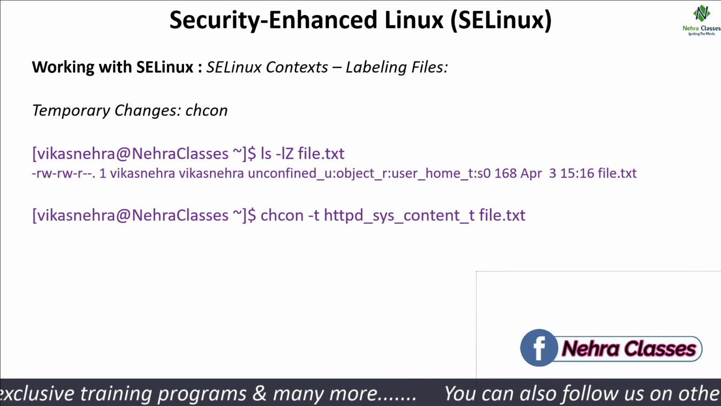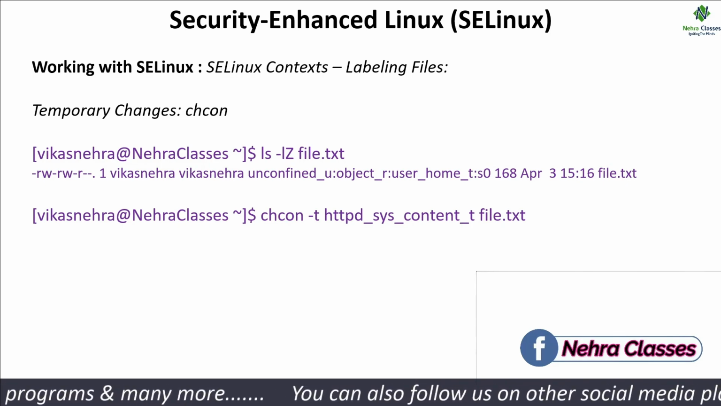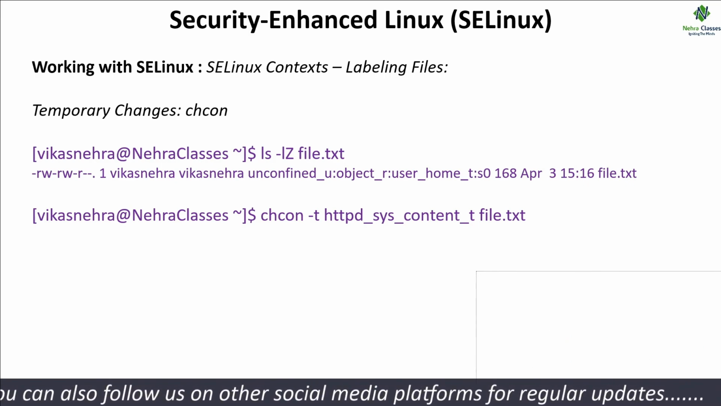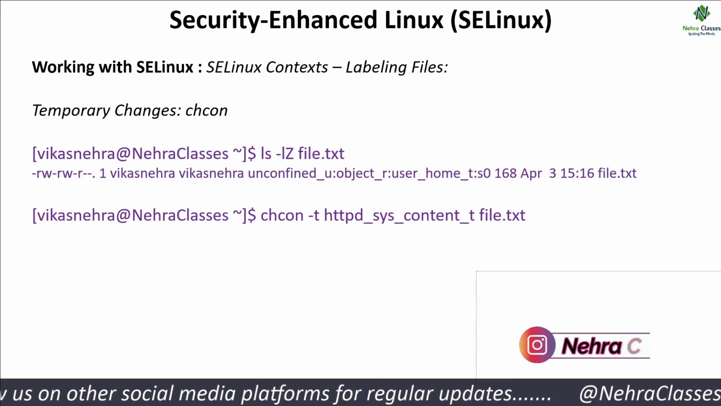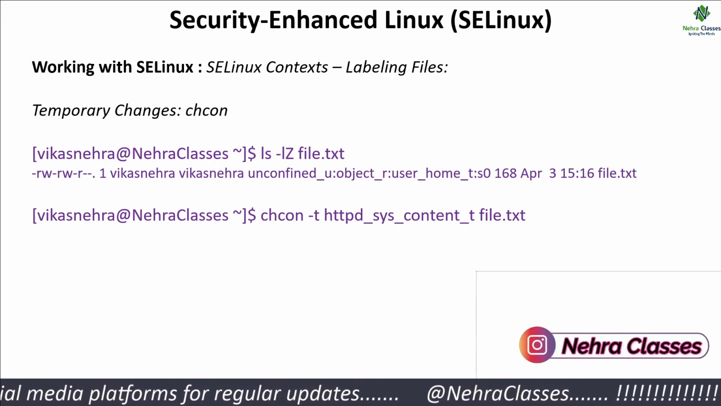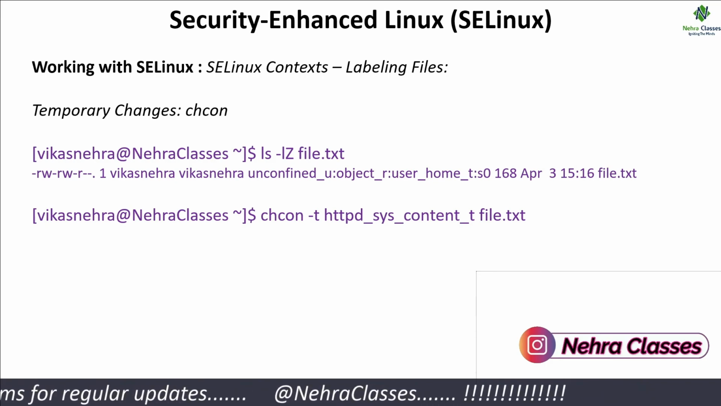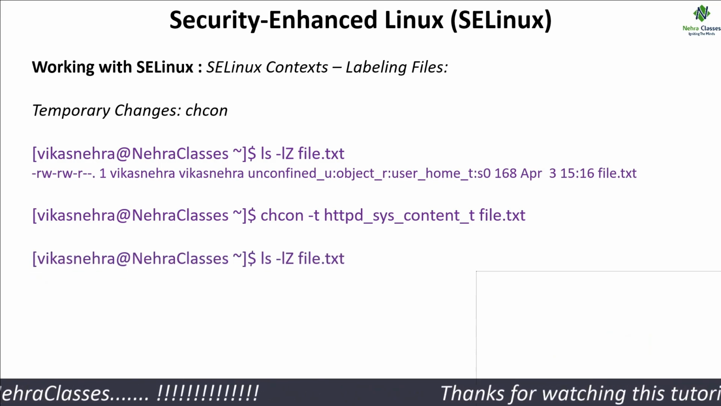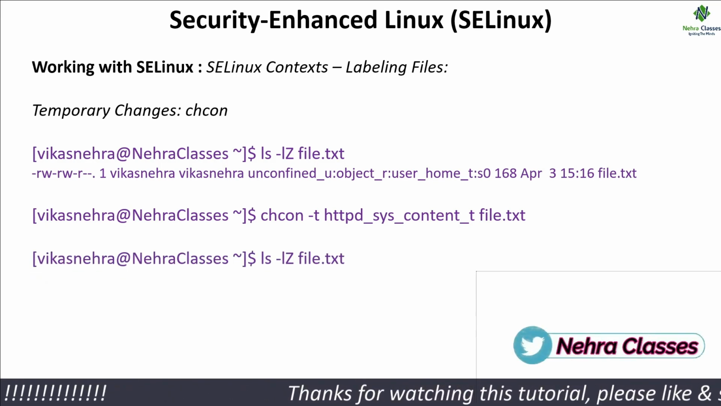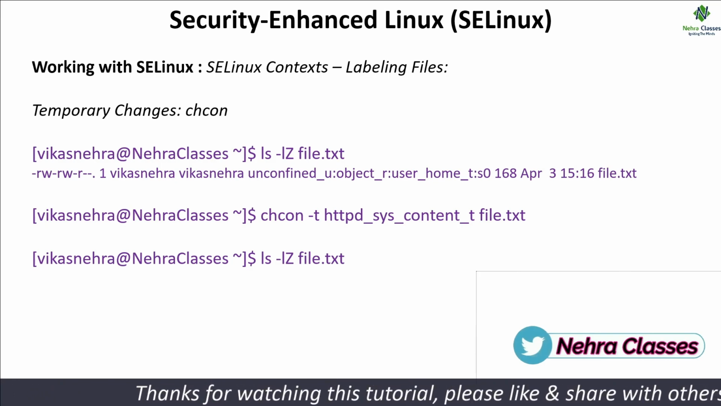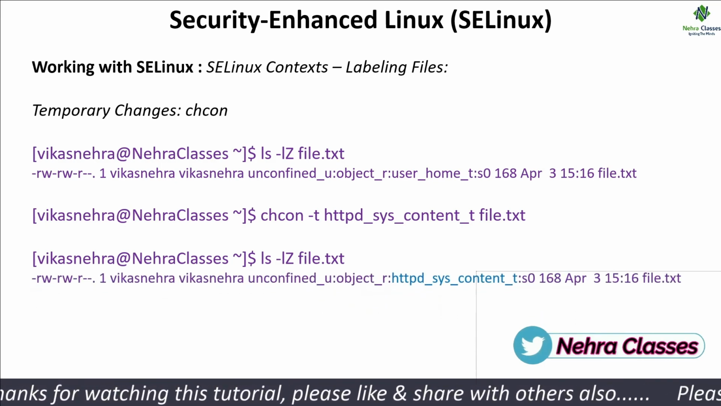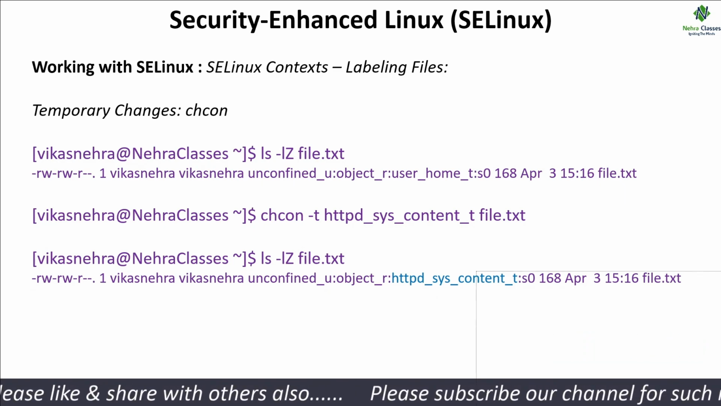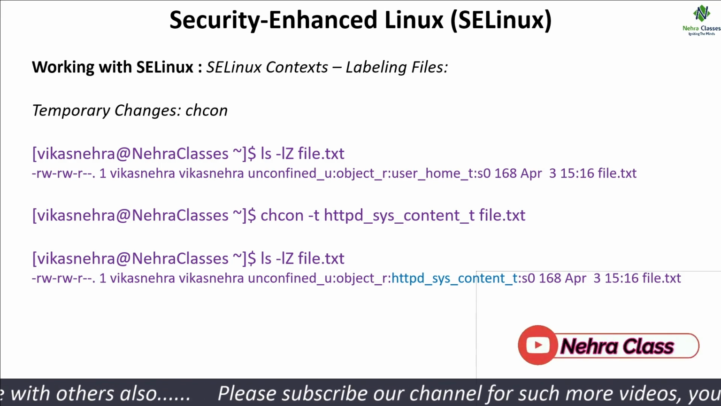Now if I want to change the type by running the chcon command, I can execute chcon -t, and after that I have to mention the new type which I want to assign to this particular file, and after that I mention the name of the file for which I am going to change the type of the SELinux context. By running this command, I can change the SELinux context type, and I can verify it by running the ls -lZ file-name command again. This time you can see that the type has been changed to httpd_sys_content_t, which is clearly visible in blue color.